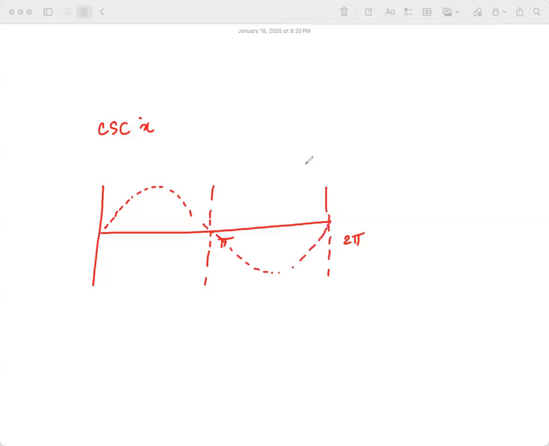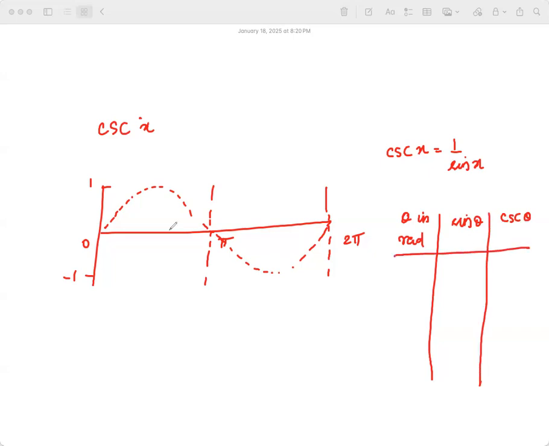Any questions on the sine graph? No questions, right? So this is easy. This was 1, this was minus 1. Now, cosecant x is 1 by sine x. I'm going to plot a table for quick reference. I'm going to plot theta in radians, sine theta, then cosecant theta, okay?